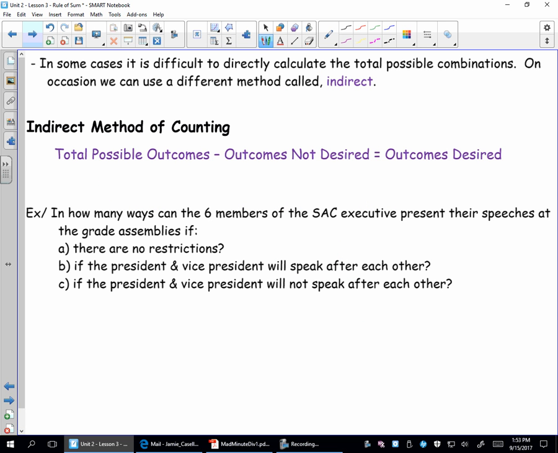Okay, we're going to continue on with our counting methods here. Sometimes, we've actually done this already once or twice, it's hard to count the things you do want. In these situations, we want to use an idea of indirect. The idea of indirect is using the complement idea.